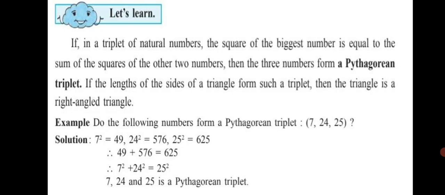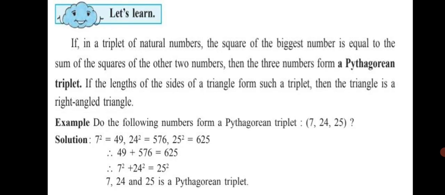That is, the square of the biggest number is equal to the sum of the squares of the other two numbers. You can see here, the square of the biggest number 25 is equal to the sum of the squares of the other two numbers. So we can see that 7, 24 and 25 is a Pythagorean triplet.